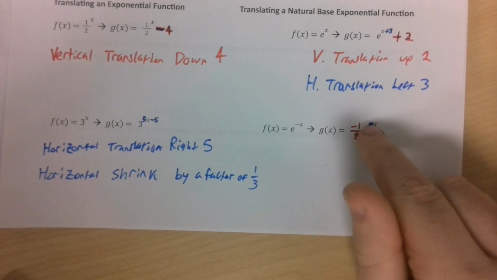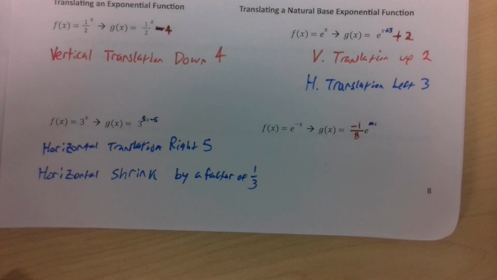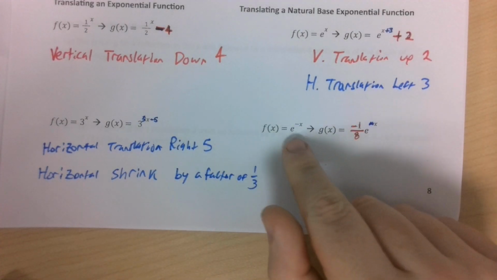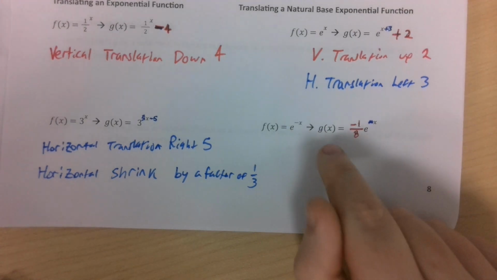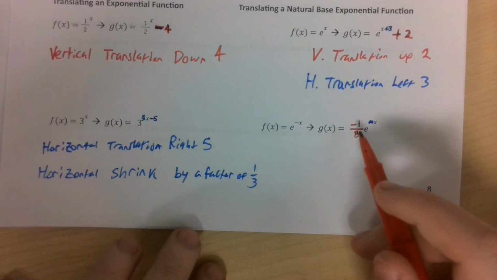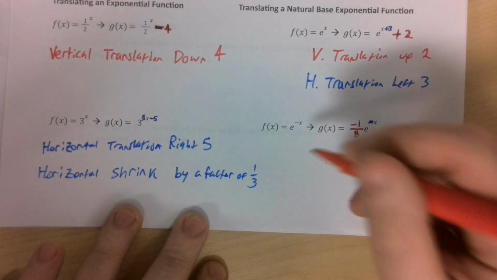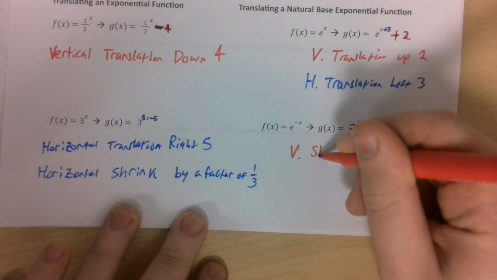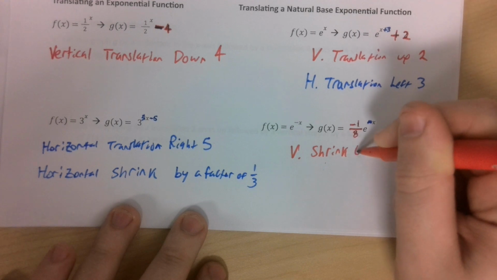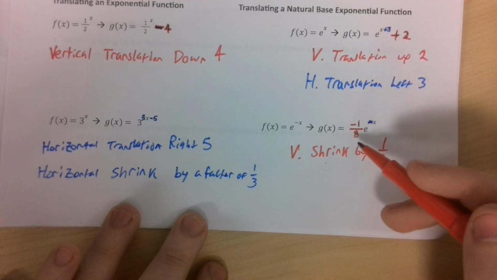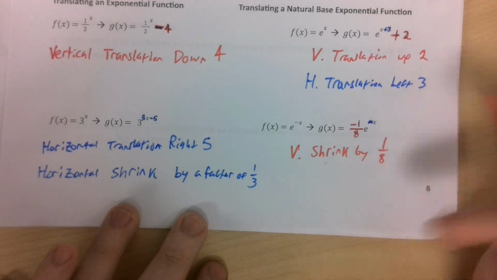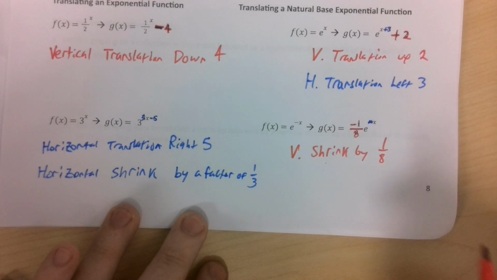Finally, and this was a tough one, you can even see that I accidentally wrote something and had to cross it off. We're starting with e to the negative x, so that negative sign is supposed to be there. But what is different is this -1/8. There are actually 2 transformations happening here. The first is a vertical shrink by a factor of 1/8. Because with verticals, it's exactly as it says it is. 1/8 means we're shrinking by 1/8.